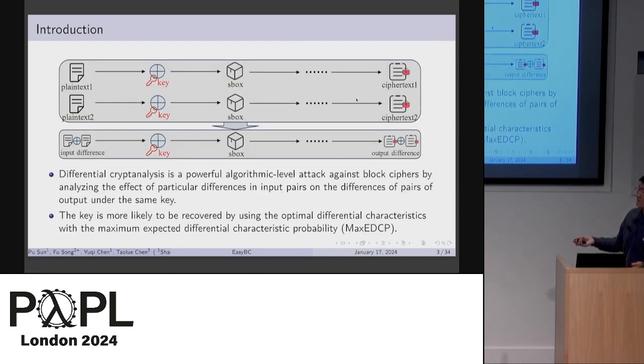Differential cryptanalysis is an algorithmic-level attack against block ciphers, which recovers the key by analyzing the effect of differential propagation. And the key is more likely to be recovered by using the optimal differential characteristics, which correspond to the maximum expected differential characteristic probability, short for max EDCP.